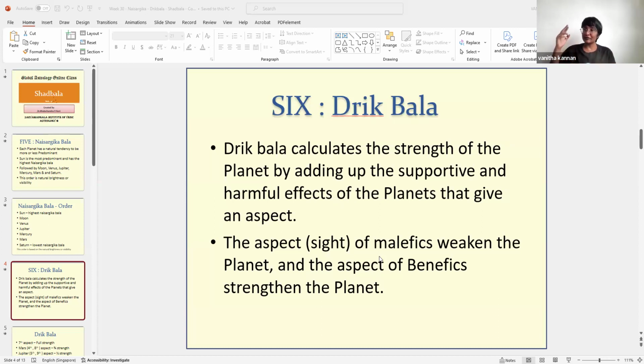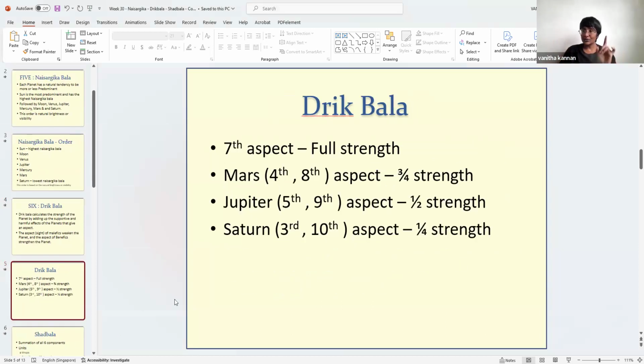Suppose in case the Guru was aspecting the Lagna, then the malefic effect will be reduced. The weakening strength of the malefic will be reduced because the very auspicious planet Jupiter was aspecting that Graha, then the auspiciousness will be increased. Now, why did I talk about the seventh house aspect and fourth house aspect, why am I giving that importance? This is also for a reason.